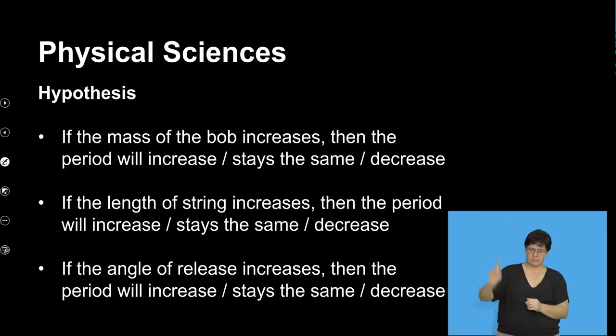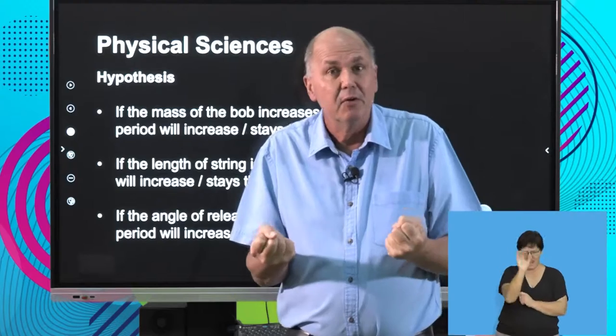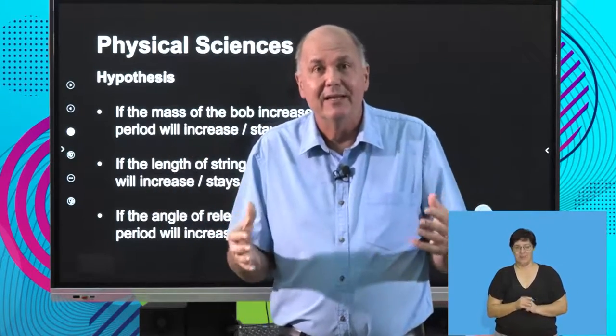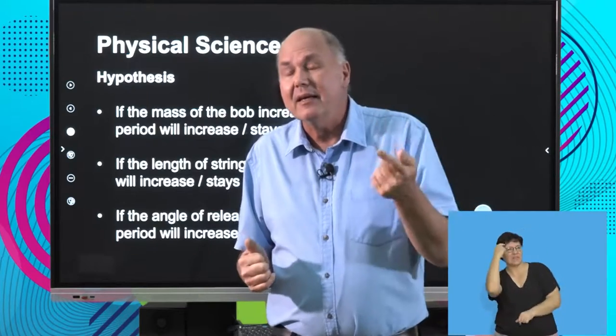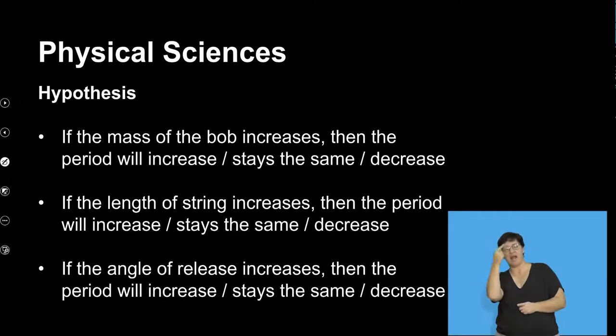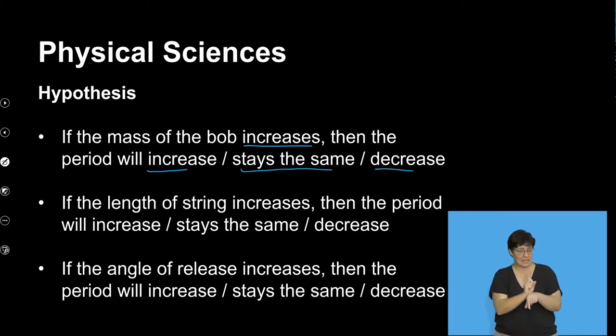And so I want you to look carefully at my hypothesis statements here, because this is something that I want you to think about. You've got the idea of what this experiment is about, but what do you think the outcome could be? Now, guys, this is good scientific thinking. It's about thinking and predicting what will happen. Let's just read the statements. If the mass of the bob increases, what do you think will happen? Will the period increase, stay the same, or decrease?